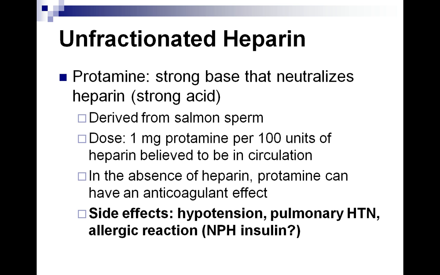Heparin can be reversed by a drug called protamine. Heparin is an acid, and protamine is a strong base that can neutralize the acid. Protamine is derived from salmon sperm. The dose of protamine is 1 milligram per 100 units of heparin that is believed to be circulating at the present time. So if a patient's on bypass, that's usually maintained at a pretty constant level.